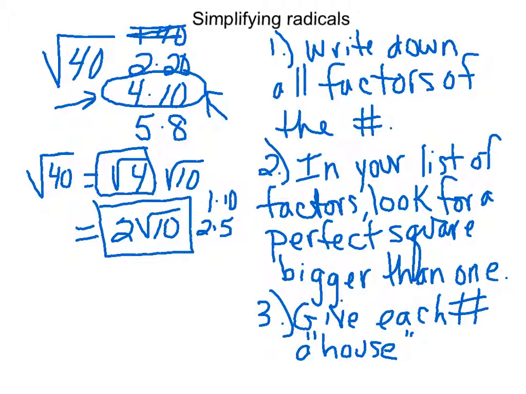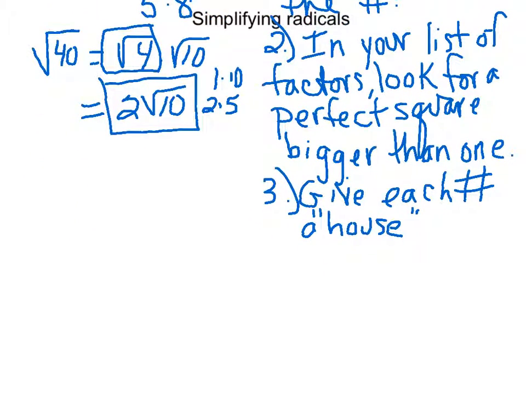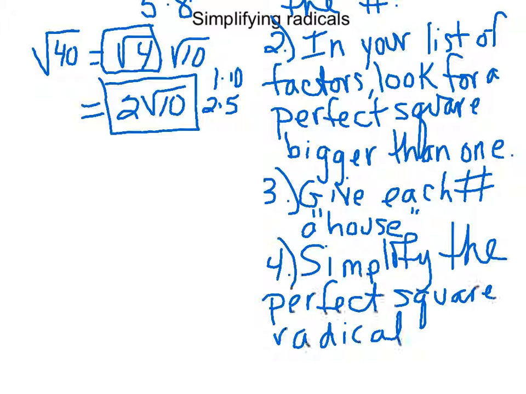So let me just add to our notes. We have: write down all the factors of the number. In your list of factors, look for a perfect square bigger than 1. Step 3, give each number a house. Now you want to give each number a house and then simplify the perfect square radical. So that's what we did in our last step. 2 times the square root of 10. We had the square root of 4 times the square root of 10. We simplified the square root of 4. Let's try another example.